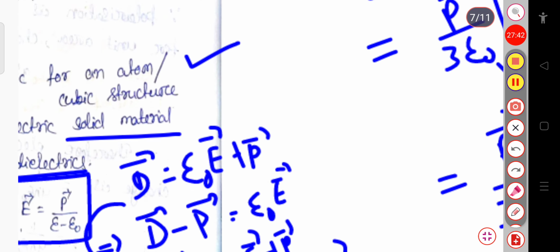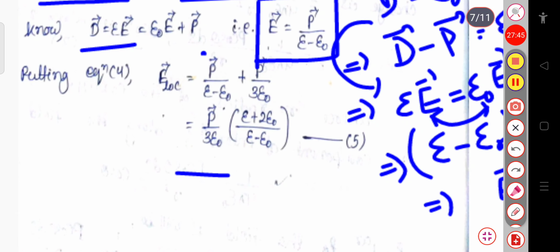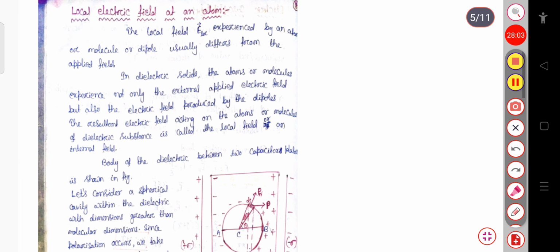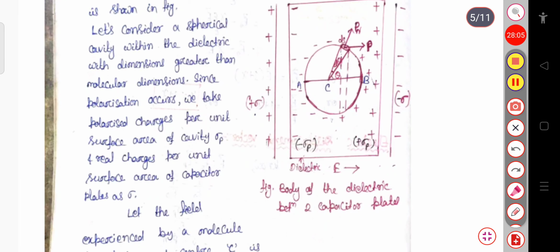So this is called the localized electric field. That is, the total electric field inside that spherical cavity will be equal to P by 3 epsilon naught whole into epsilon plus 2 epsilon naught divided by epsilon minus epsilon naught. So this is very important. In this way you can calculate the localized electric field.